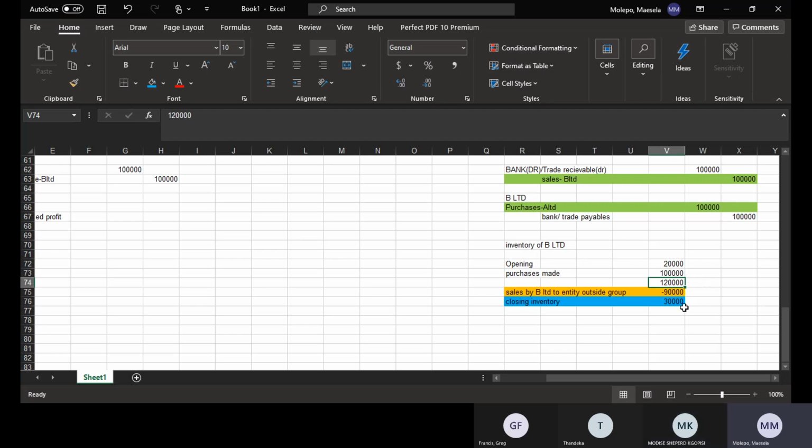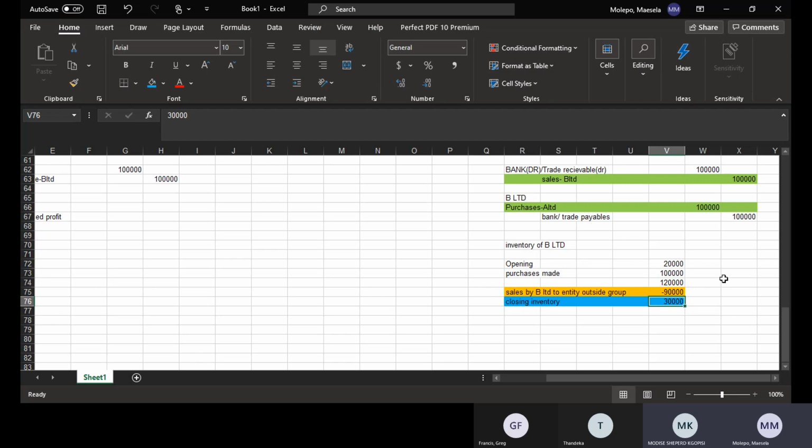Since this 30,000 is not sold to the public, there is a profit sitting on that 30,000. So now we want to deal with this profit. They did tell us that out of whatever inventory that we purchased from A Limited, there is 25% cost plus the profit that we're going to realize. So now we want to take out the profit on this 30,000 and determine how much it is.